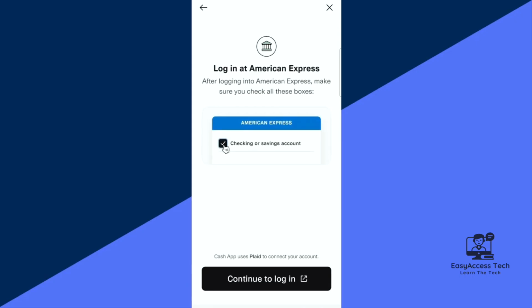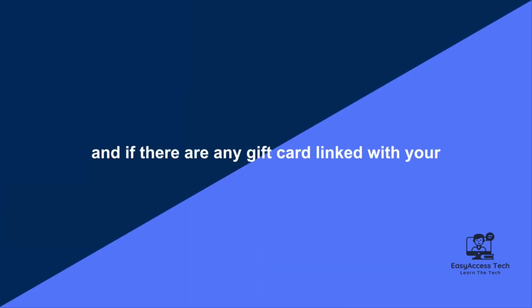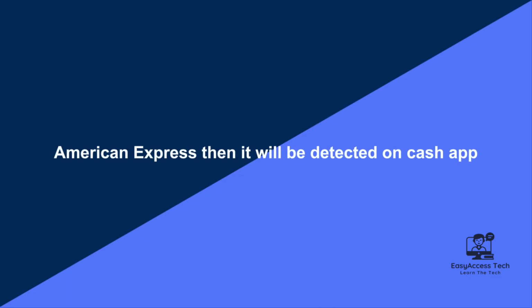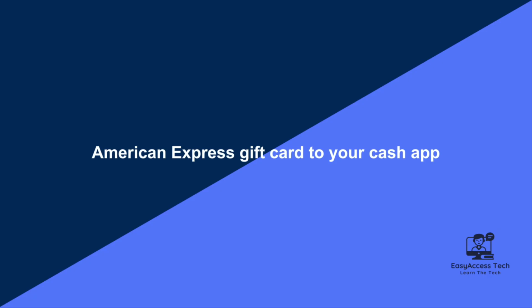Now continue to log in. And it will ask you to log in to your American Express account. Just write your user ID and password, and after that just tap on login. And if there are any gift cards linked with your American Express, then it will be detected on Cash App. So this is how you can easily add American Express gift card to your Cash App.